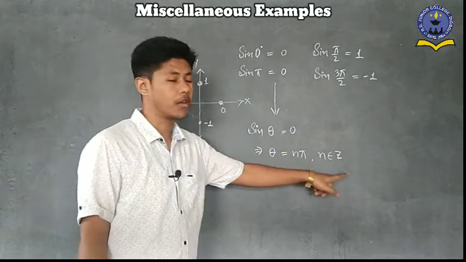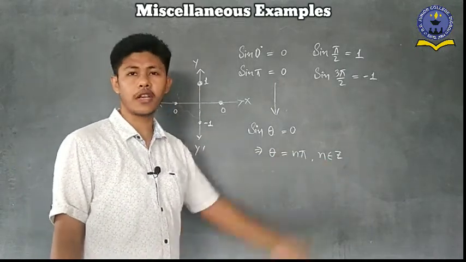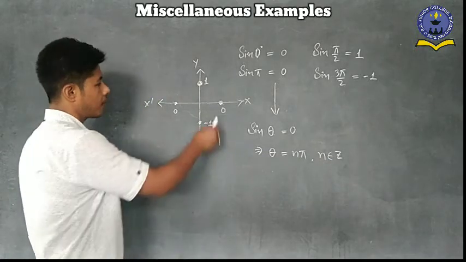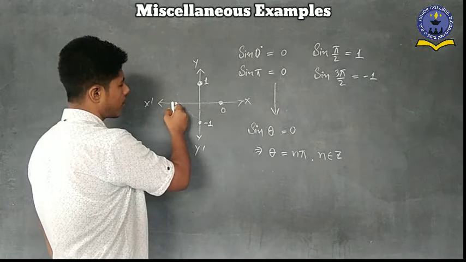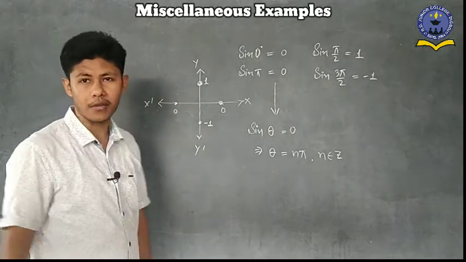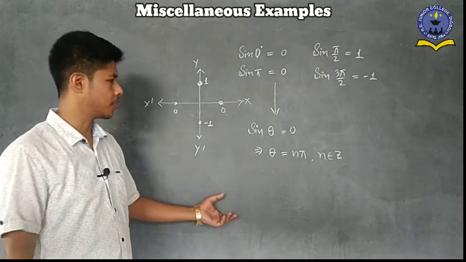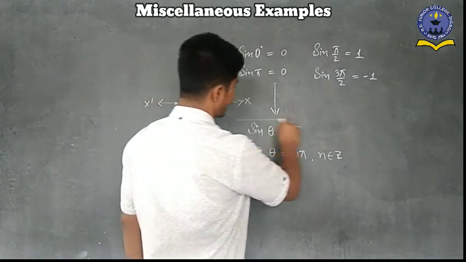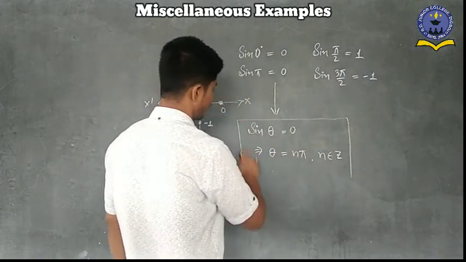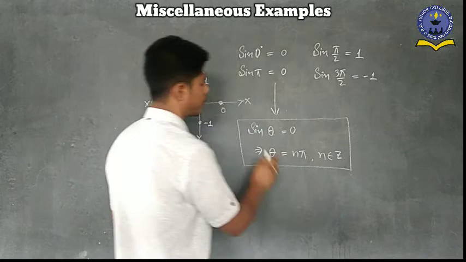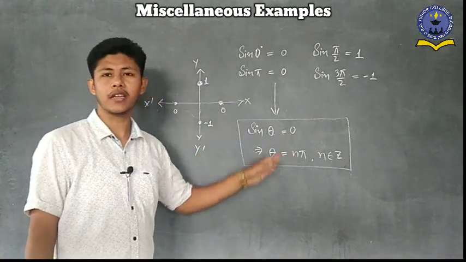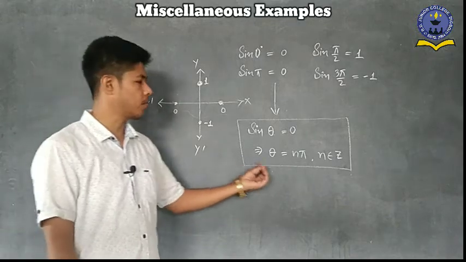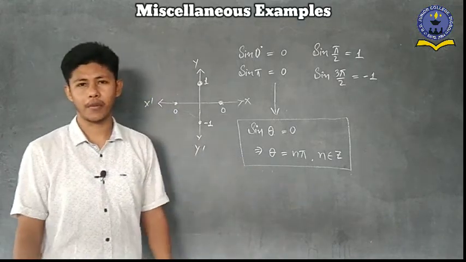N means integer. So here n means positive values and negative values, both we consider, because here we consider the positive angle, and in the opposite direction, that is the negative angle, so we have to consider that too. Mainly we need this result in this question, so that's why we have to do this. Is it clear? Just remember this: if sin theta equals 0, then in place of theta we have to write n pi.